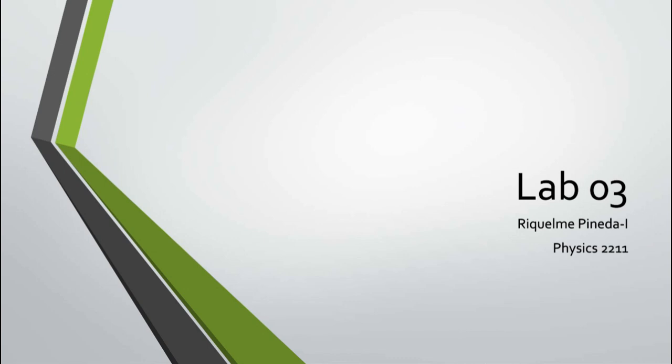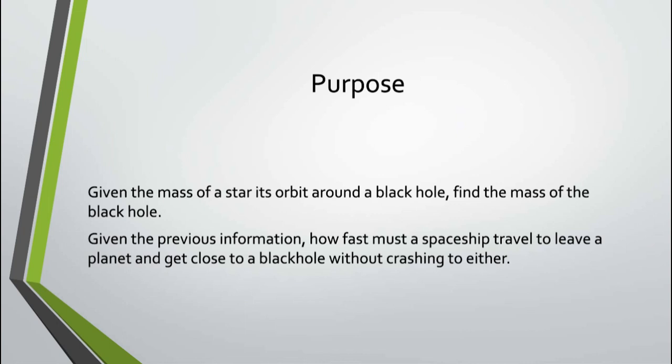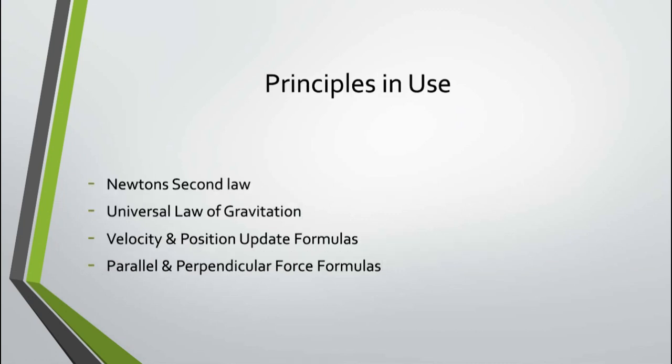This is the third lab for Physics 2211. Let's jump into it. The purpose is that, given the mass of a star and its orbit around a black hole, we have to find the mass of the black hole. Then, given the previous information, the mass of both the star and the black hole and its orbit, you have to find out how fast a spaceship must travel to leave a planet and get close to a black hole without crashing into either.